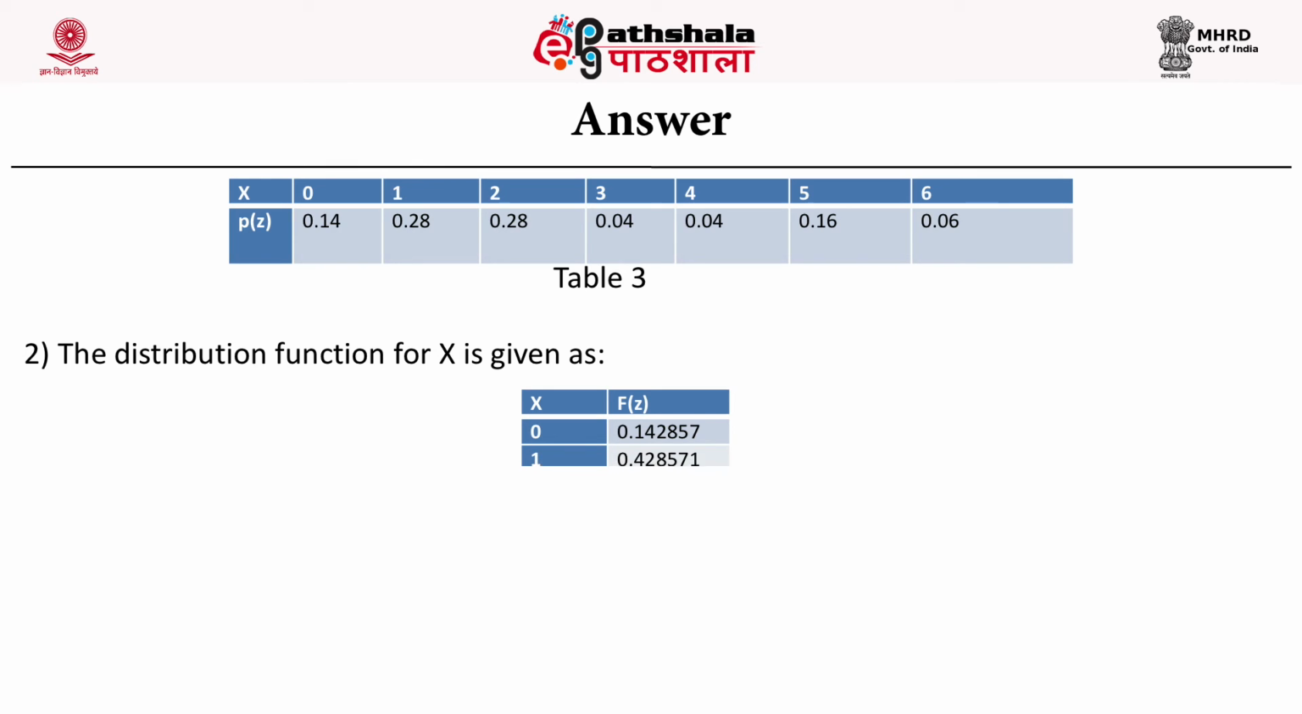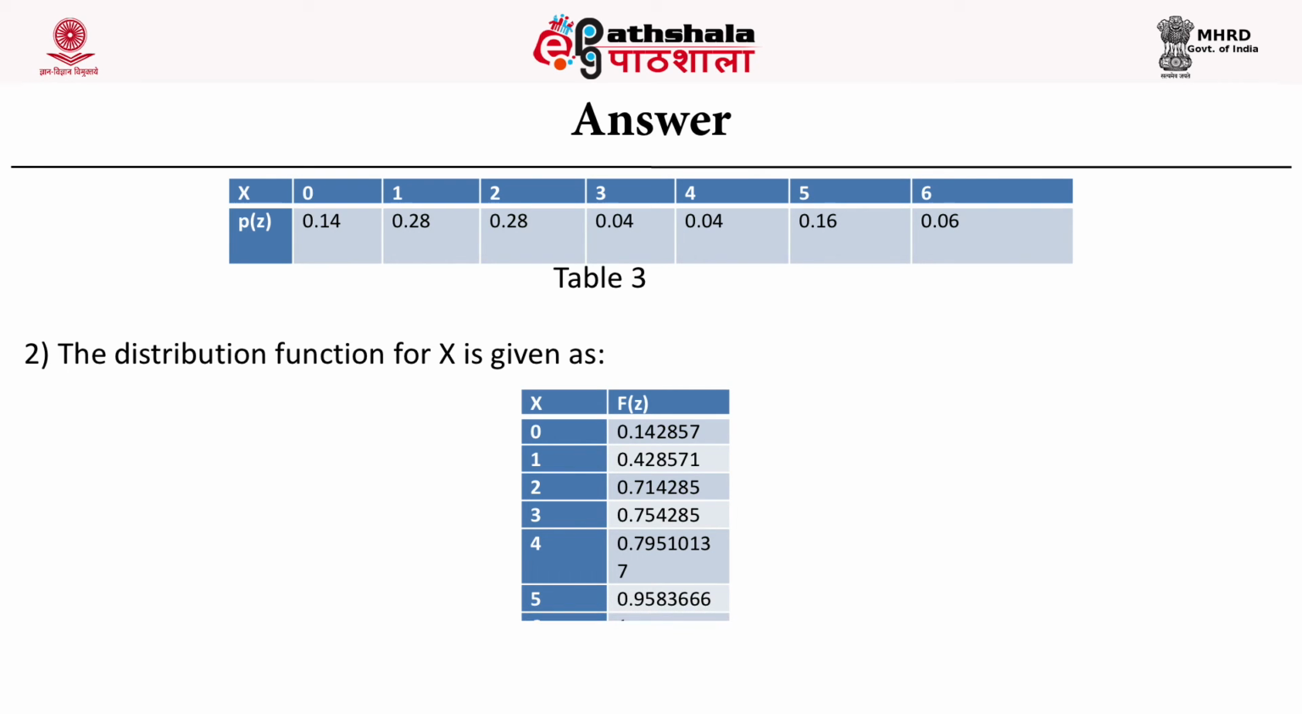We know how to find the distribution function: we have to club the probabilities. The probability of x equal to 0 is 0.14, then when you club the probability of x equal to 0 with the probability of x equal to 1, the value comes out to be 0.42857, and so on. Similarly, you can find the distribution function for x equal to 2, 3 and so on by clubbing all the previous probabilities, which can be shown here in table number 4.